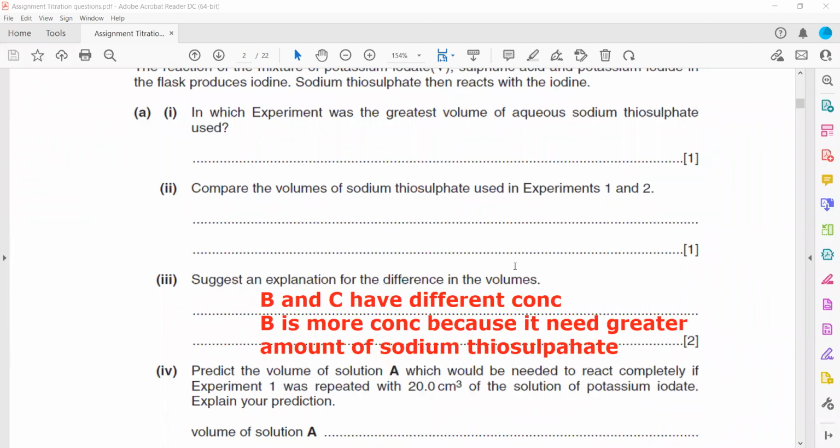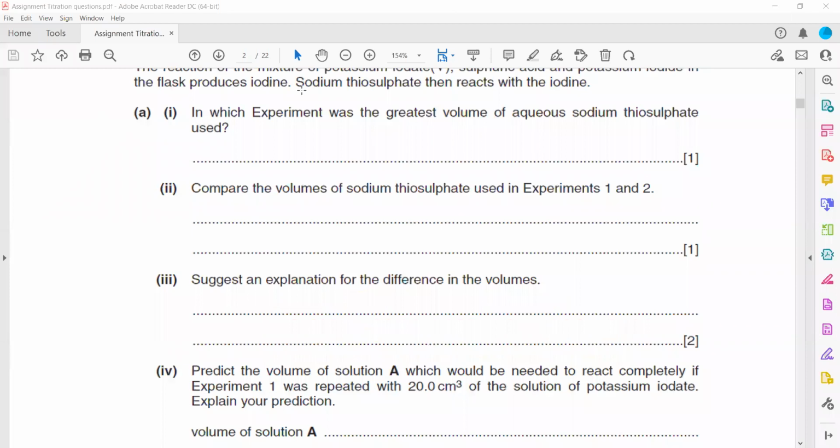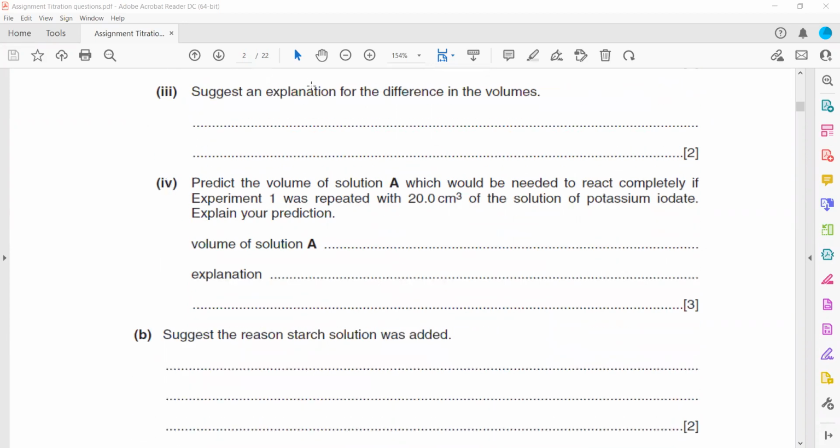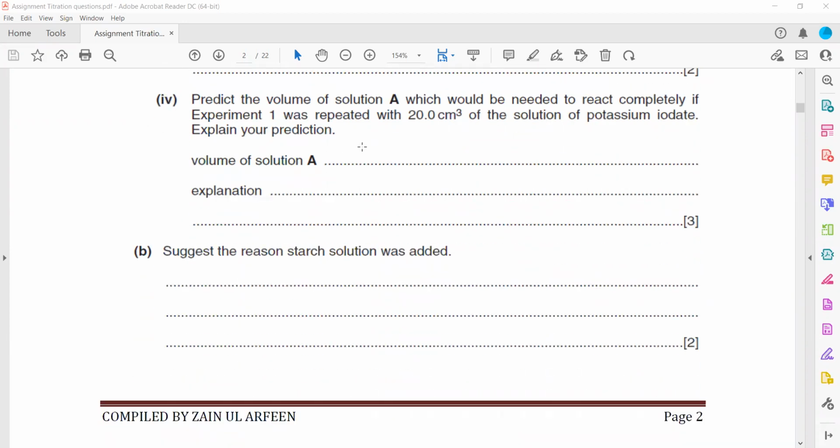So if the unknown solution is in a conical flask and you want to identify which unknown solution has a high concentration, the one which required a greater amount from the burette has a high concentration. But sometimes the unknown solution is in a burette. So if we use a small quantity of the unknown solution from the burette for a reaction, it means that it is more concentrated. We'll do more questions. You will have an idea of how a question may differ.